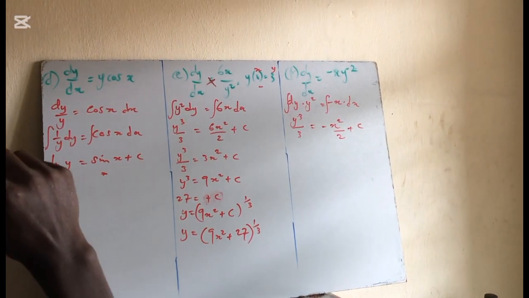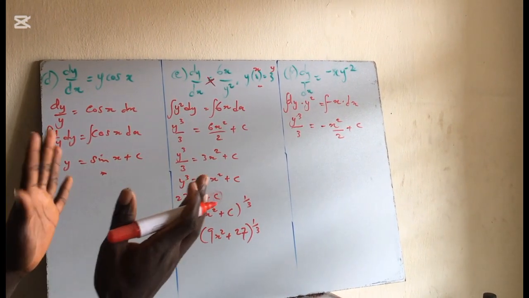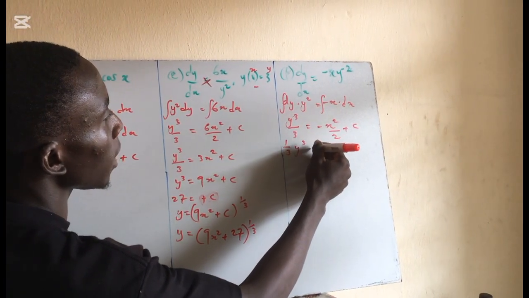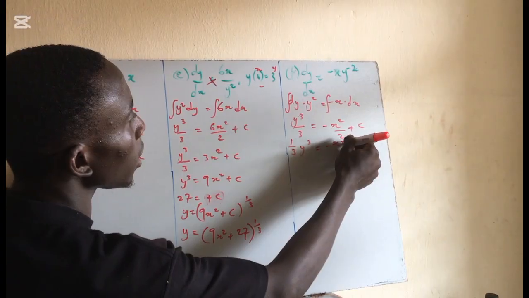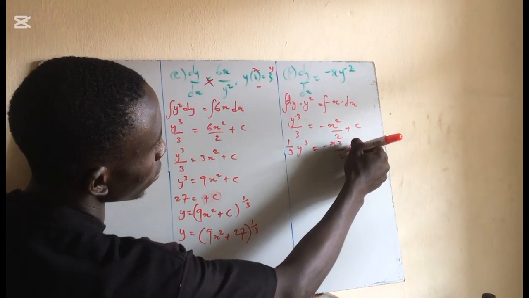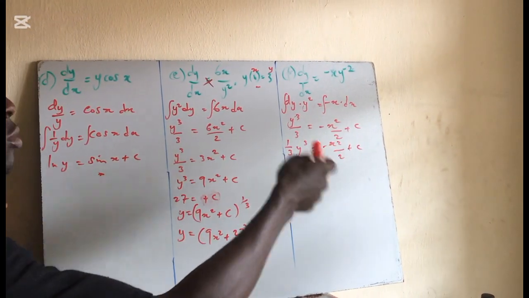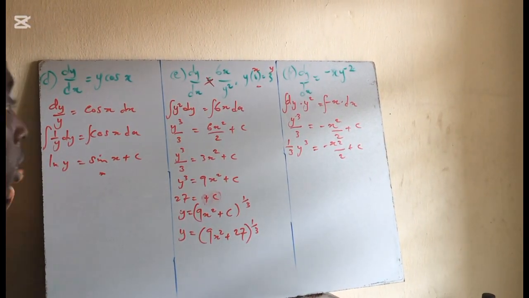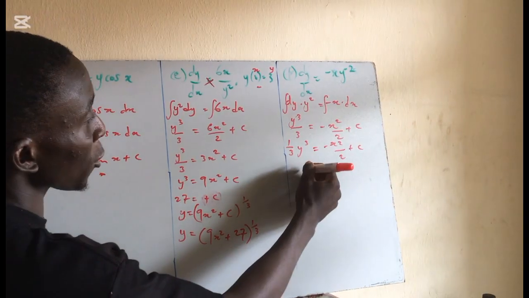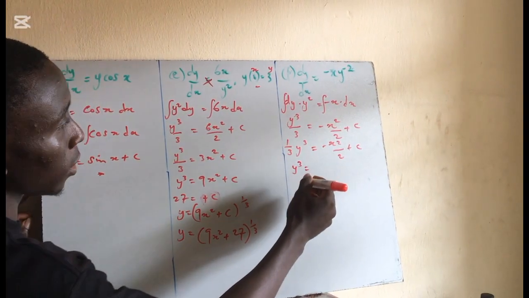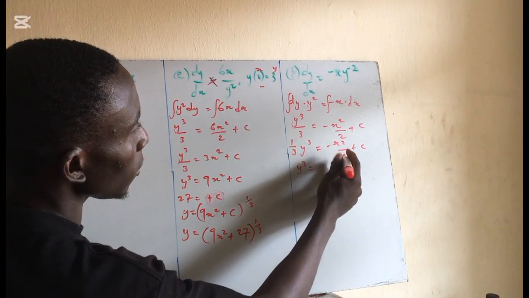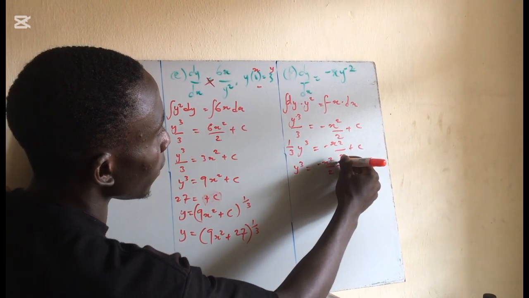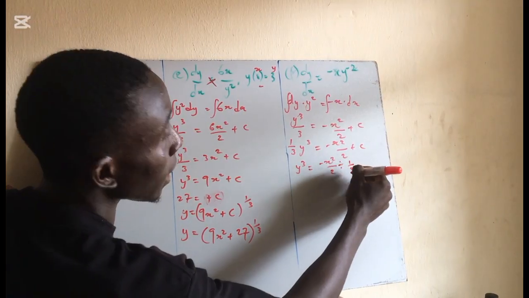Now we can express the equation further. The expression, we are going to be having 1 over 3 y raised to power 3 equals minus x squared over 2 plus c. We can also see that one to be 1 over 2 x squared, still the same thing. So we want to isolate y, we are going to divide both sides by 1 over 3. So when we do that here, 1 over 3 we cancel 1 over 3, we have y cubed equals, then here we'll be having minus x squared over 2 divided by 1 over 3. You know we are dividing both sides.